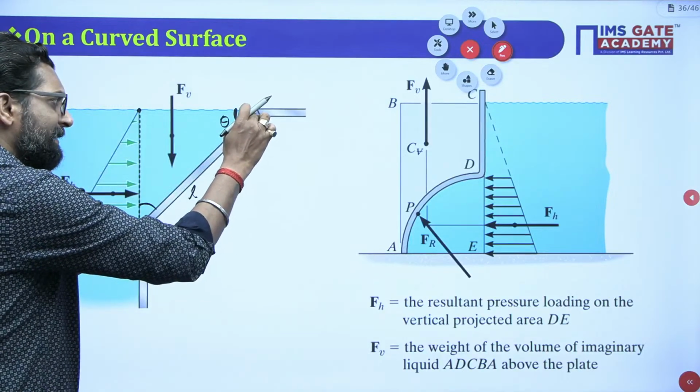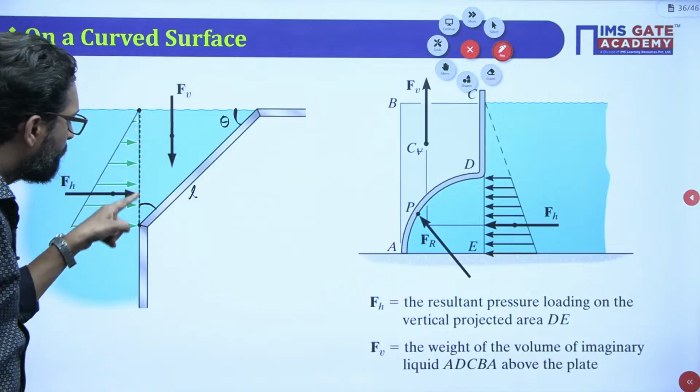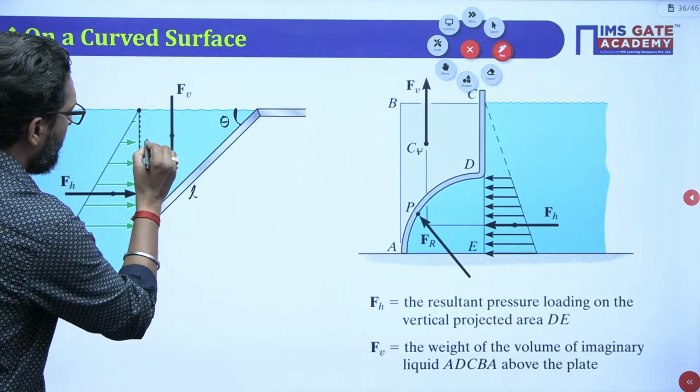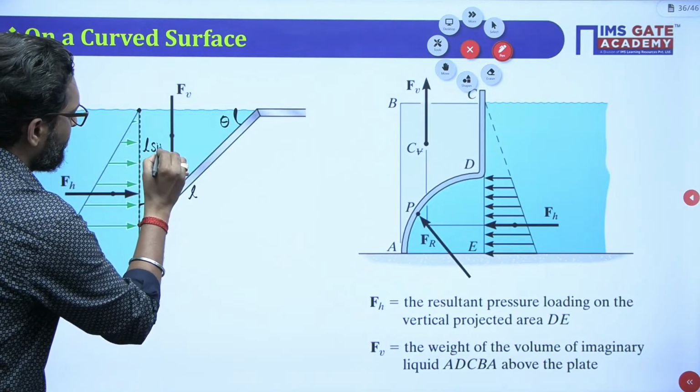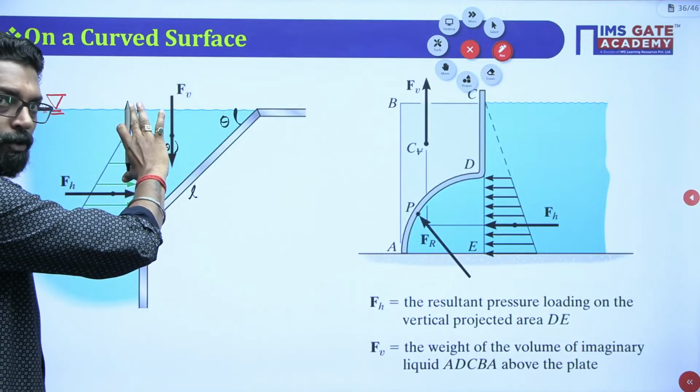This length L is given. So what is this length, beta? What is this length? L sine theta. So this L sine theta, your height, is given.